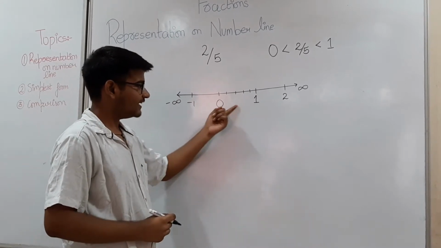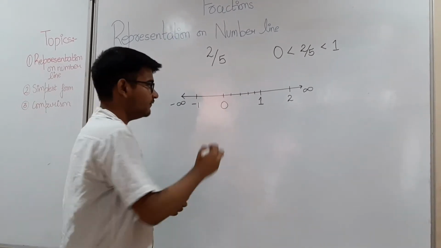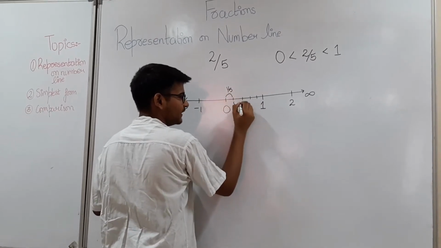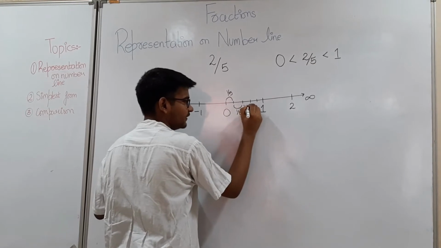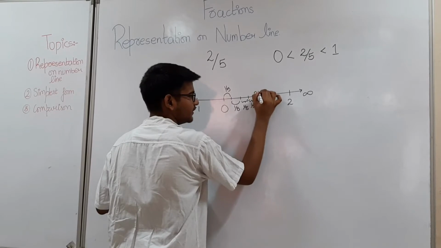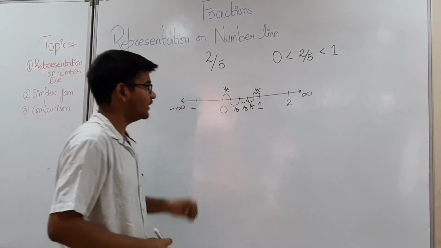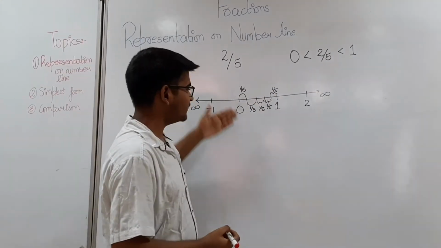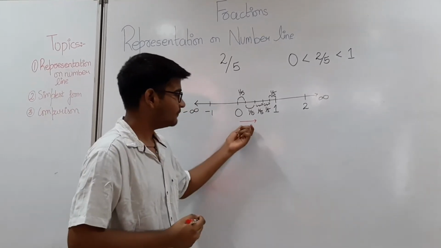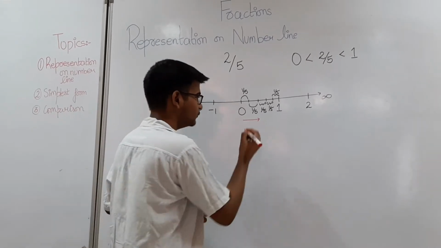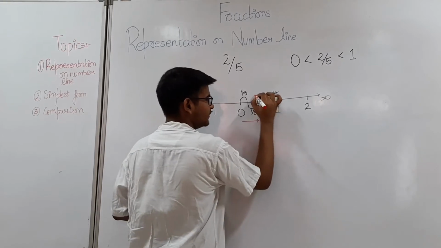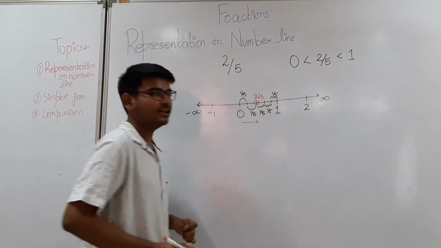So, these are the 5 parts between 0 and 1, where each part represents 1 by 5. Now, we have to represent 2 by 5 on the number line. So, it will be two parts of this 1 by 5th part of the number line. So, 1 by 5 plus 1 by 5. This will be 2 by 5 on the number line.